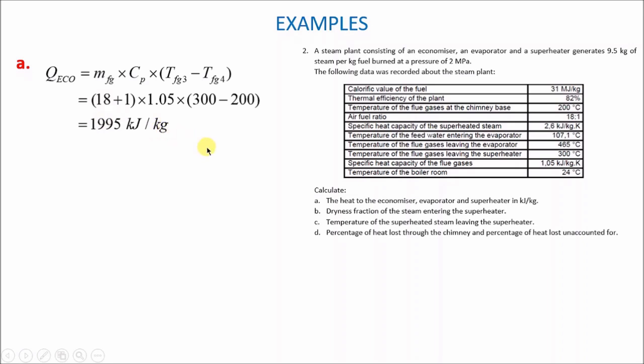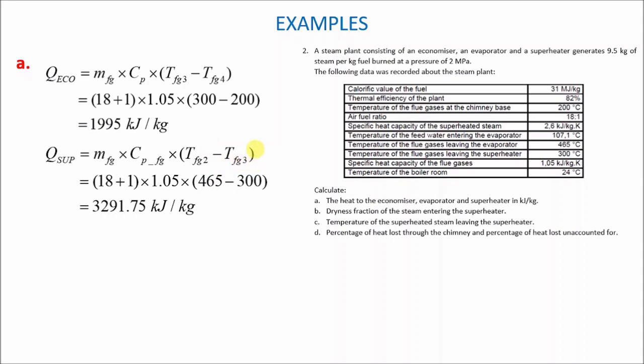And then you have to find Q to the evaporator. But now you do not have enough information in the question to be able to find Q to the evaporator. Even if you look at the diagram for the flow of flue gas, you don't have enough information to find Q for the evaporator. So what we will do, we will find Q to the superheater first, and then once we have Q to the superheater, we will come back using the efficiency equation and find Q to the evaporator. And Q to the superheater, again, is straightforward using that equation that you have there.